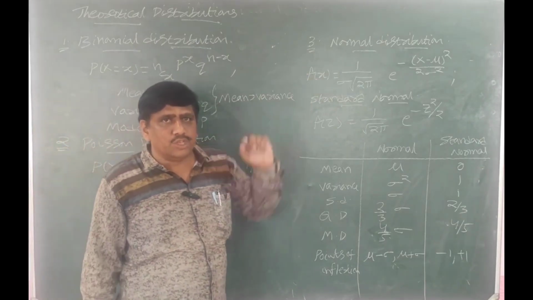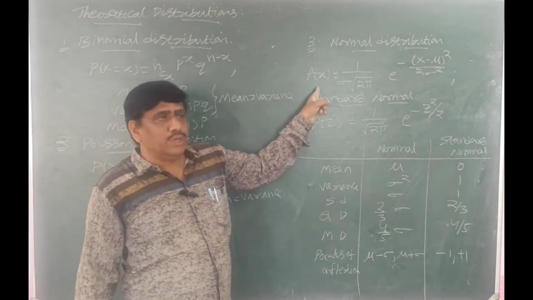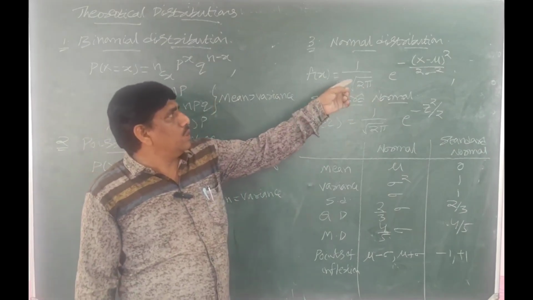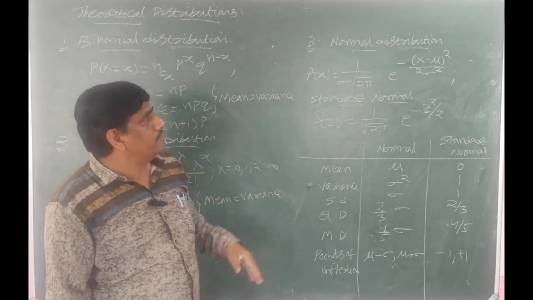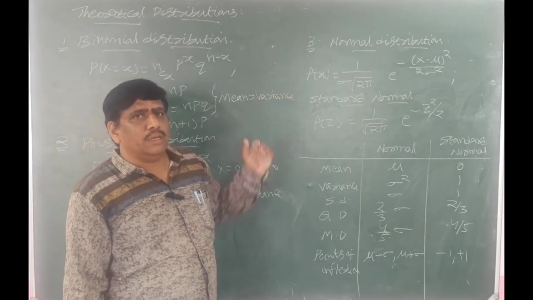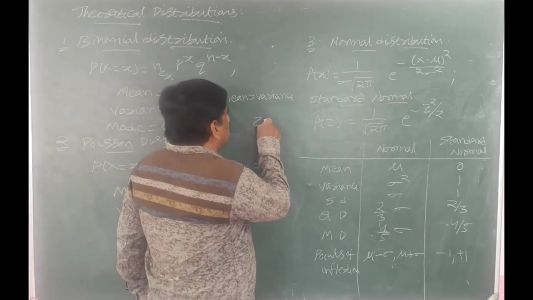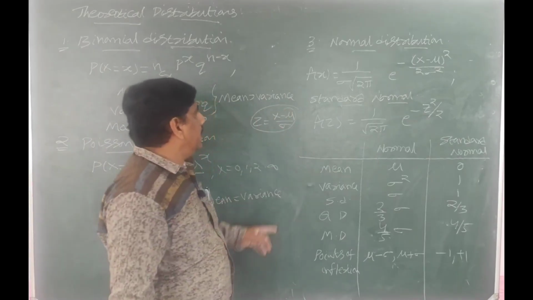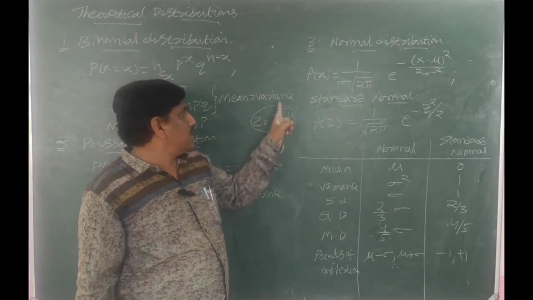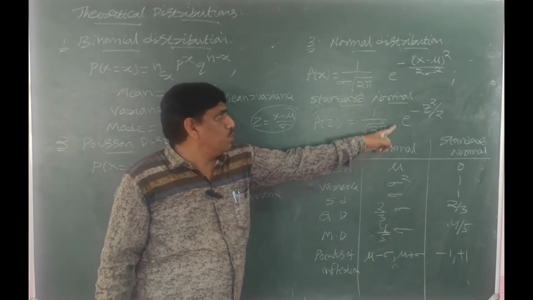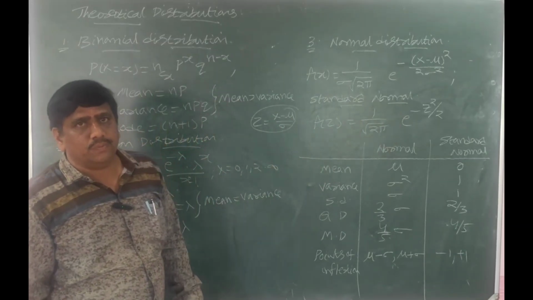It is a continuous distribution. So the PDF is denoted by f(x) = 1 by sigma root 2 pi e^(−1/2 ((x−μ)/σ)²). That is the PDF of the normal distribution. Standard normal: z equal to (x−μ) by σ is known as the standard normal variate. If you convert the normal distribution into standard normal, the standard normal PDF is 1 by root 2 pi e^(−z²/2).